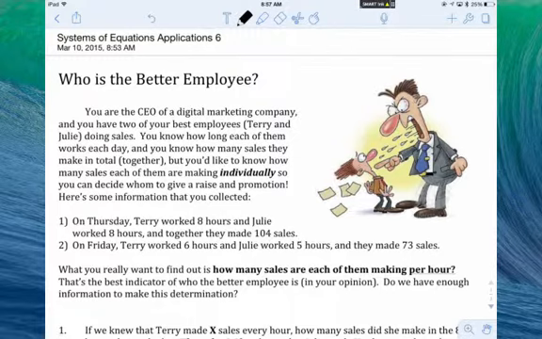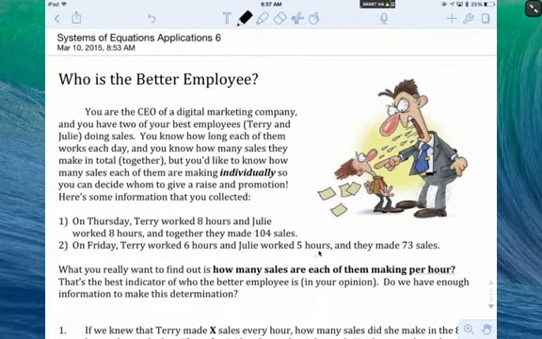So here's some information that you collected last week. On Thursday, Terry worked 8 hours and Julie also worked 8 hours, and together they made 104 sales. Again, you don't know how much Terry made or Julie made, but you know that together they made 104. On Friday, Terry worked 6 hours, Julie worked 5 hours, 1 hour fewer, and together they made 73 sales. So again, you know how much they made together, but not individually.